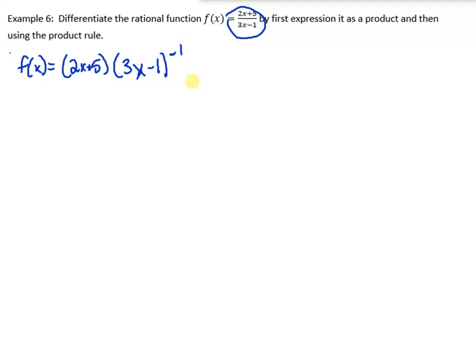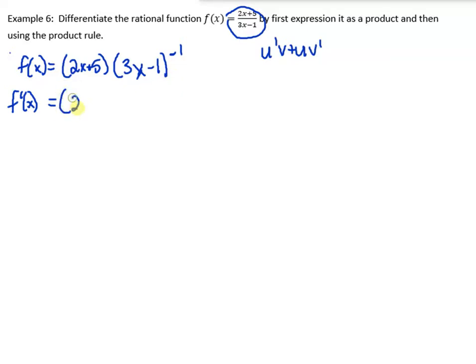A lot of people cheat the quotient rule, which we'll get into in the next section, and just simply do the product rule when they have something so similar. Okay, so again, product rule. Let's do u prime v plus u v prime.